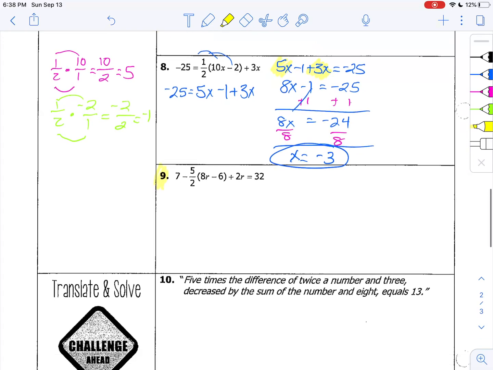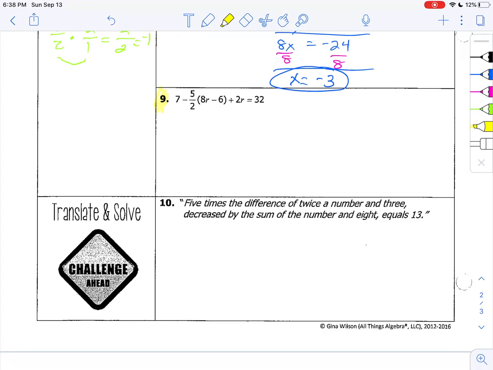Go ahead and highlight number 9, and then I want you to highlight the challenge problem. The challenge problem simply wants you to translate it to write your own equation and then solve.